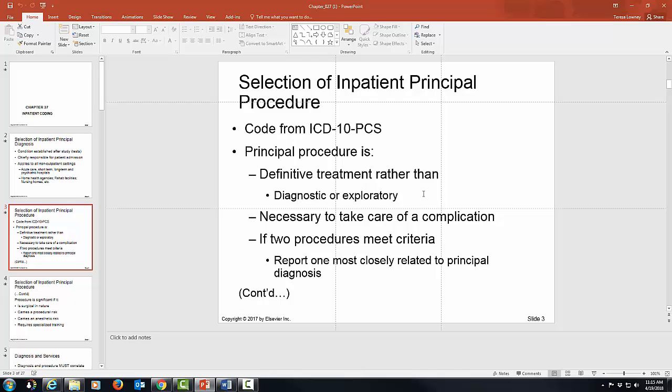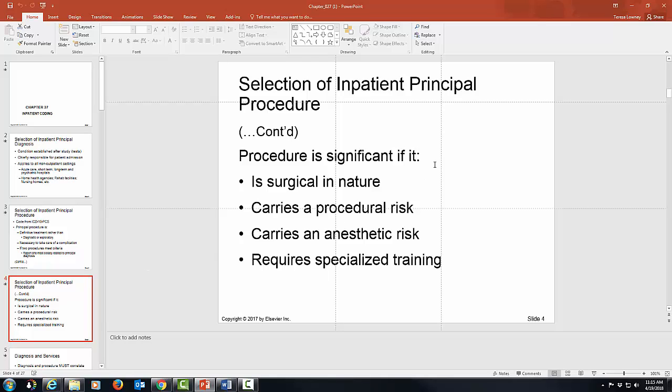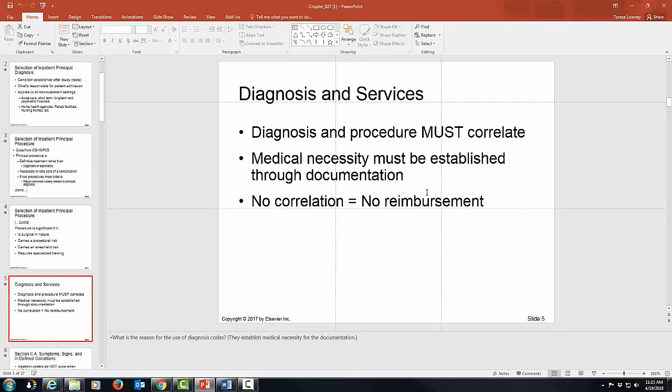It's definitive treatment rather than diagnostic or exploratory. It's necessary to take care of a complication. If two procedures meet the criteria, you report the one most closely related to the principal diagnosis. The procedure is significant if it's surgical in nature, carries a procedural risk, carries an anesthetic risk, requires specialized training. The diagnosis and procedure must correlate. The medical necessity must be established through documentation. No correlation, no reimbursement.